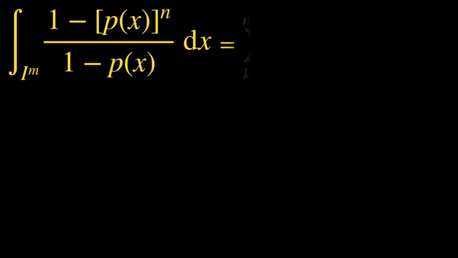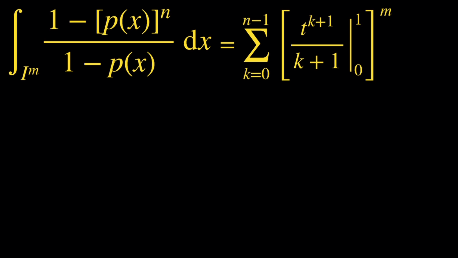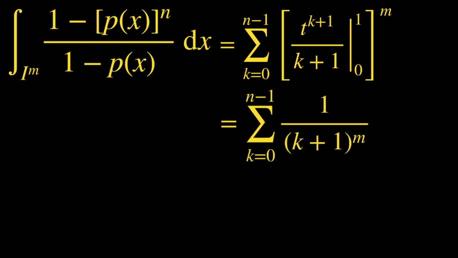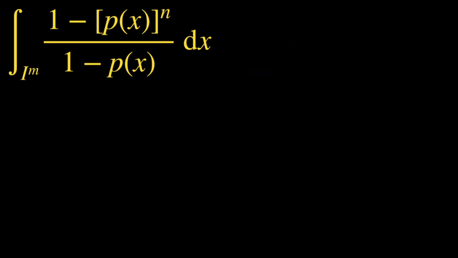So as we compute the integral, we get the sum as k goes from 0 to n minus 1 of t to the k plus 1 divided by k plus 1, which we're going to evaluate from 0 to 1, raised to the nth power. Okay, after simplifying, we get the sum as k goes from 0 to n minus 1 of 1 over k plus 1 to the m. And after rearranging the index here, we get the sum as k goes from 1 to n of 1 over k to the m. And this is precisely the nth harmonic number of order m.